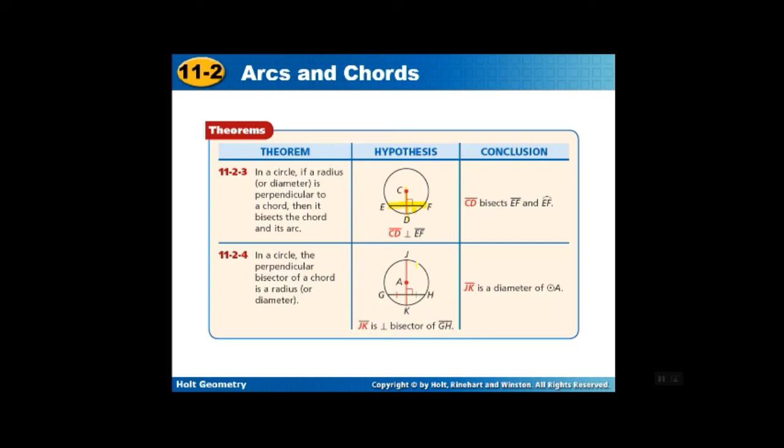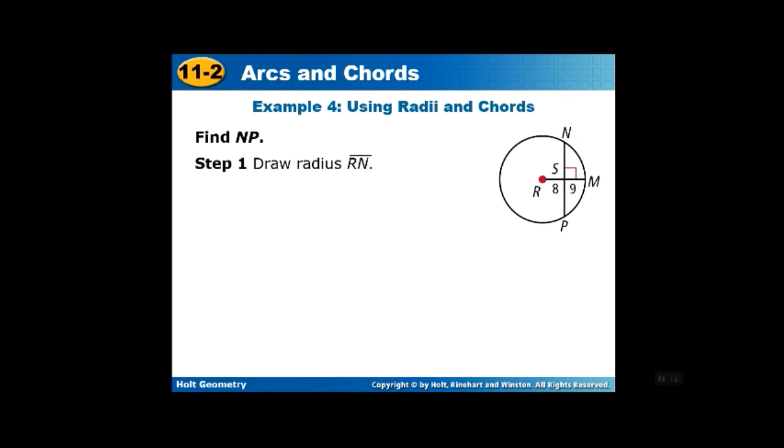In a circle, this here is also a diameter. In a circle, the perpendicular bisector of a chord is a radius. Of course, it will be a radius. If it is perpendicular and a bisector, then this is a radius for the circle. Apply this theorem to find NP. This is a chord, and RM is a radius. Now the radius is perpendicular to NP, 90 degrees, and the lengths are clear on the figure.